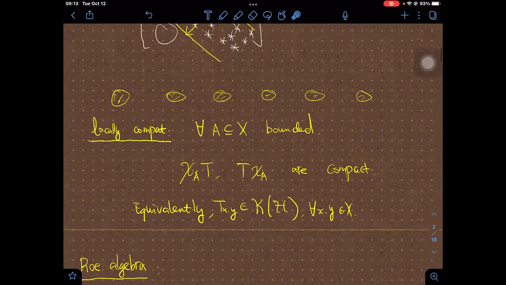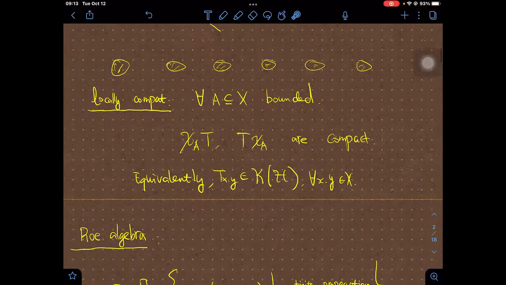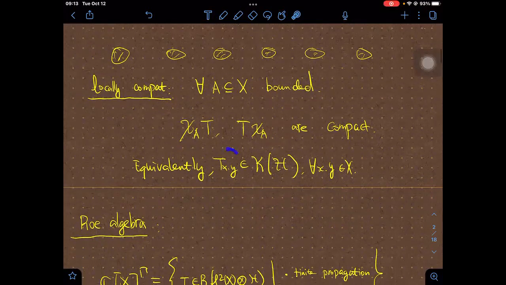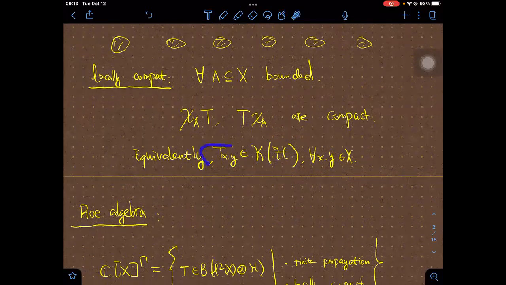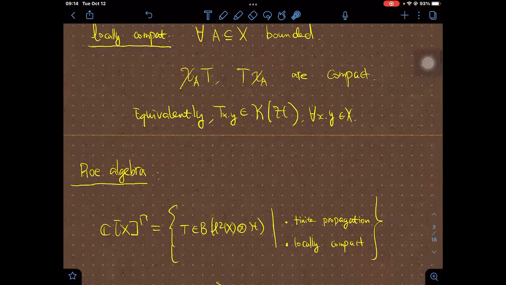Another important one is locally compact. Locally compact means that for any bounded subset A in X, if you consider the operator defined by multiplication by the characteristic function on A, and multiply with T from the left side and from the right side, both are compact operators, then you can say it's locally compact. Or equivalently, in this situation, you can say every entry is a compact operator. So this is the situation of bounded geometry, because bounded is finite. This is much simpler, but we actually need this definition later, because we can also define everything here for a general metric space, not necessarily discrete.